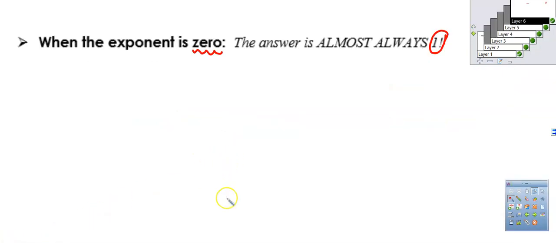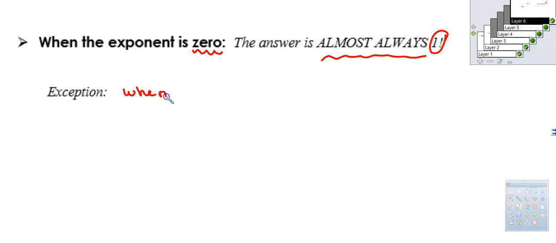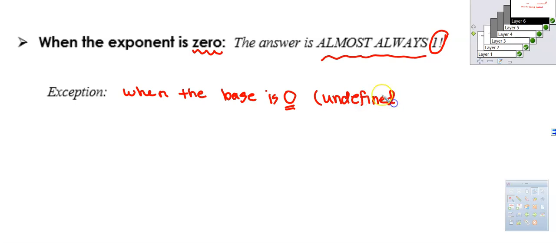Our next special case is when the exponent is 0. The answer is almost always 1. The exception is when the base is 0. We say this is undefined. Doesn't exist. There's no answer to this.